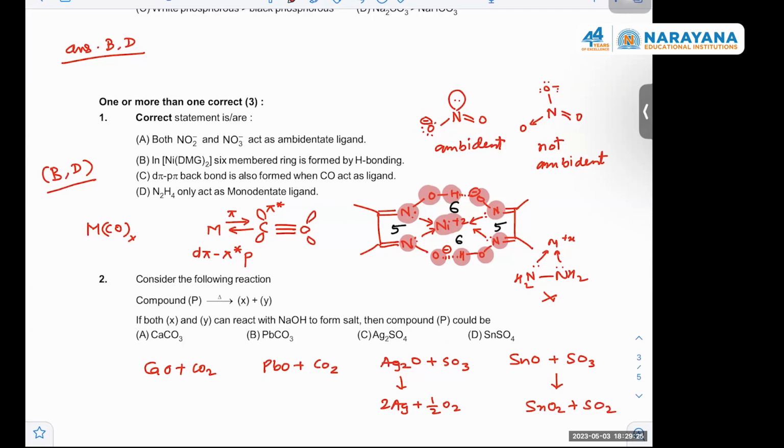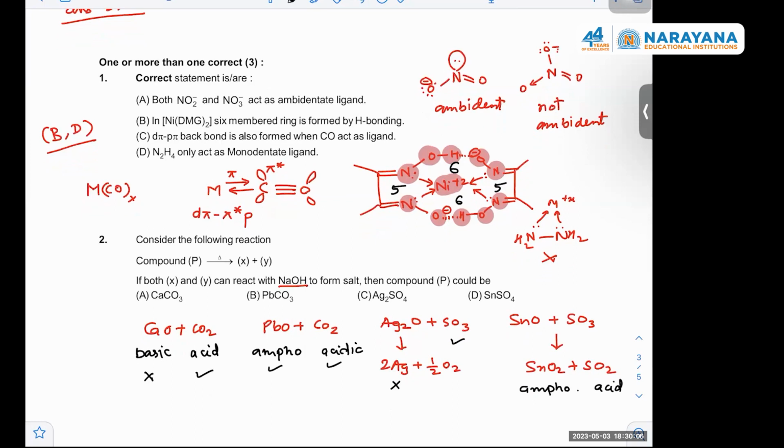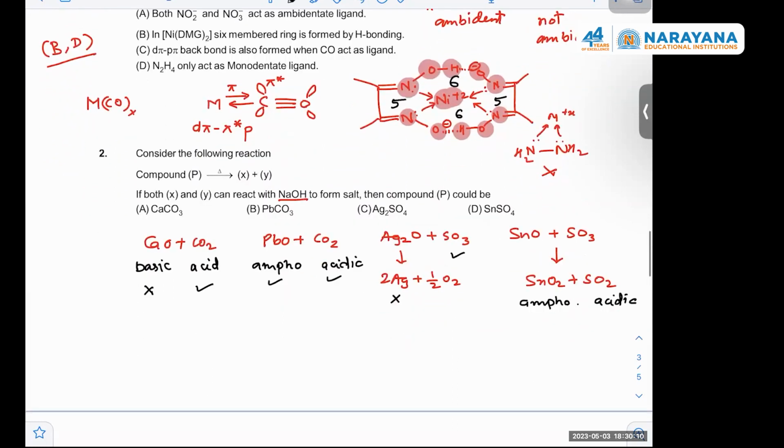If we want both X and Y to react with NaOH, they can be both acidic compounds, or one acidic and the other amphoteric, right? But if one is basic and the other acidic, the acidic will react, the basic will not. And in this situation, this is amphoteric and this is acidic, so both will react. Again, SO3 can react, but silver or Ag2O will not react. And SnO and SnO2 both are amphoteric. Yes, sir. And SO2 is acidic, right? So both of them will react. So the answer will be B and D.